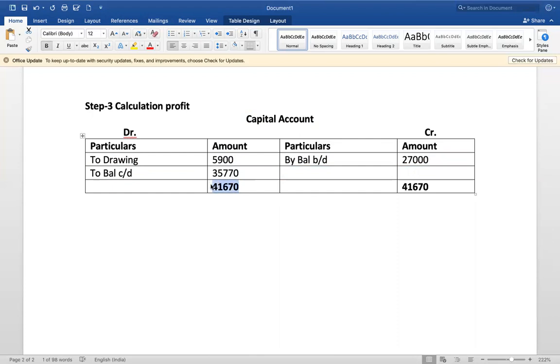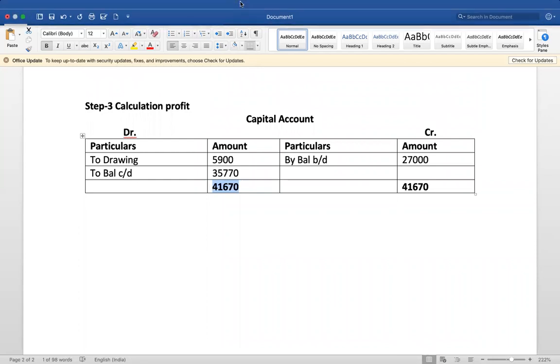So the resulting total is 41,670. But in the book, it is given 14,670. That's a typographical error. Ignore that typing mistake. That's the end of the solution.